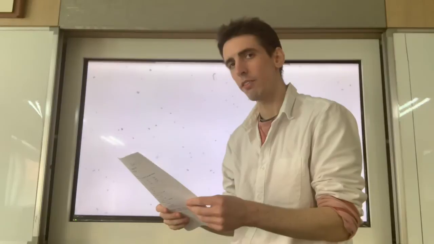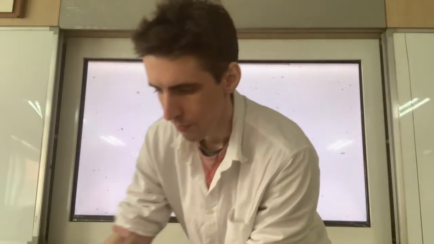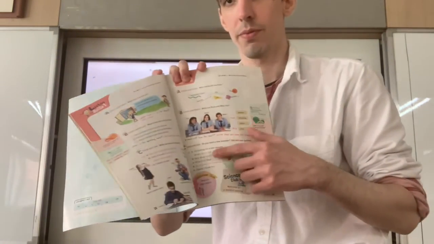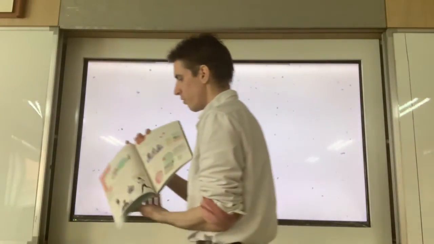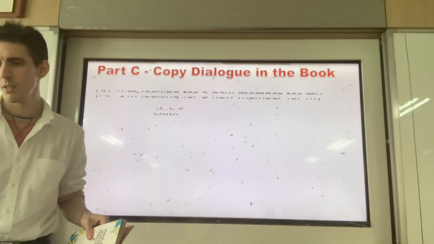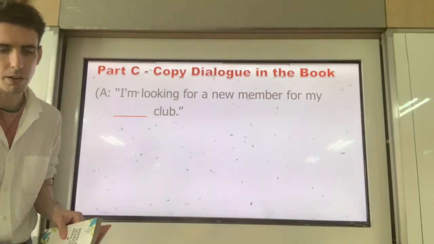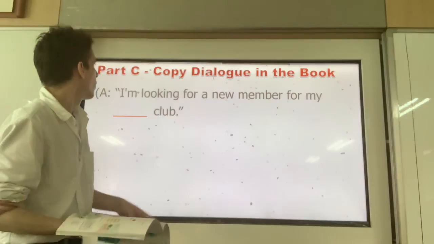Okay, guys, let's take a look at the bottom part of the worksheet right here. Part D, textbook dialogue, speak, see, look, and talk. So that's here, right here. And this is page 29. Okay, so I want you to make a dialogue. We're going to use this.